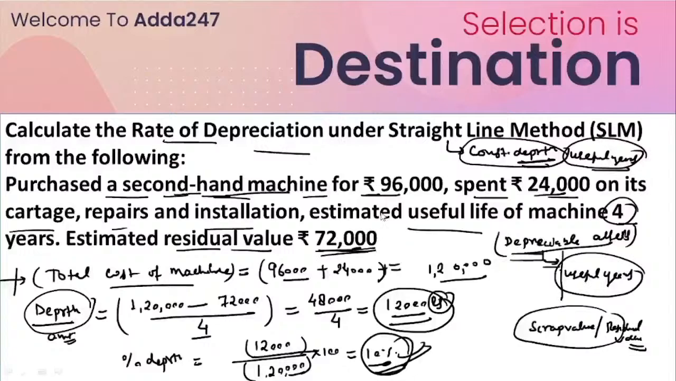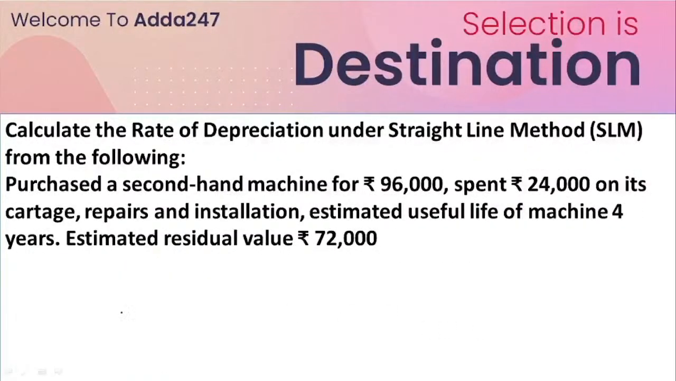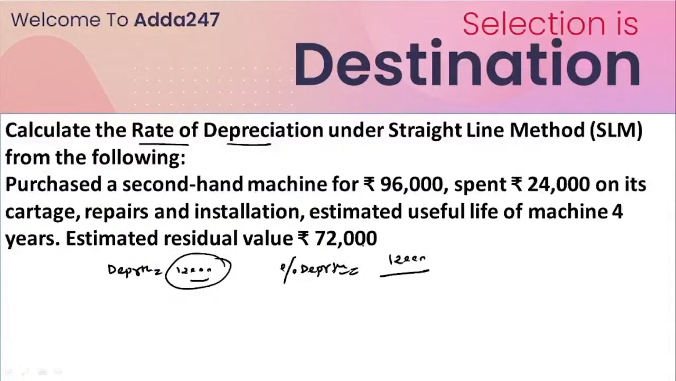One more time, I am explaining this, just understand. Here we have to calculate the rate of depreciation, and we just calculated the depreciation amount, which is 12,000 rupees. Whenever you have to calculate the depreciation percentage or rate of depreciation, this 12,000 rupees is applied on the total cost of the machine. So 1,20,000 rupees is the total cost of the machine, and you multiply by 100 here, and you will get the 10% depreciation rate. This is how we solve these kinds of questions in the exam. I hope from this question you understand the concept of the straight line method.